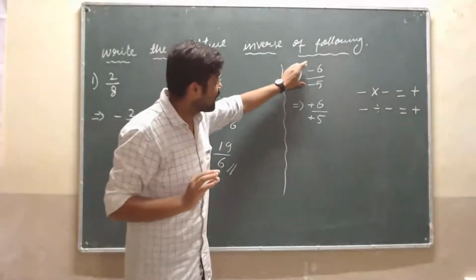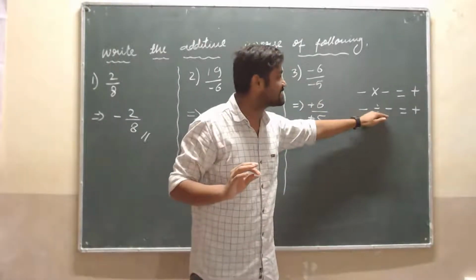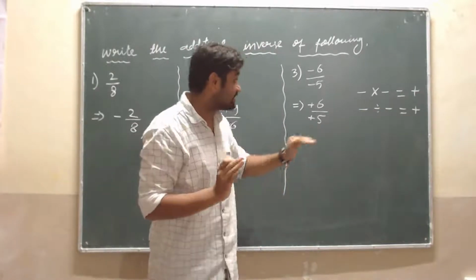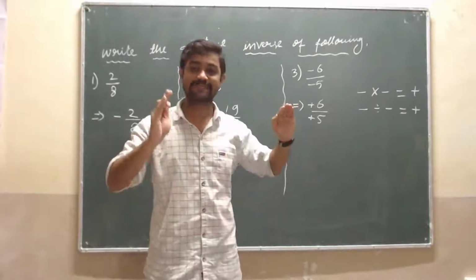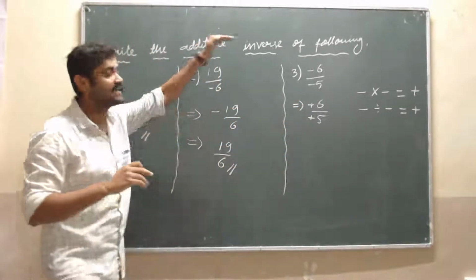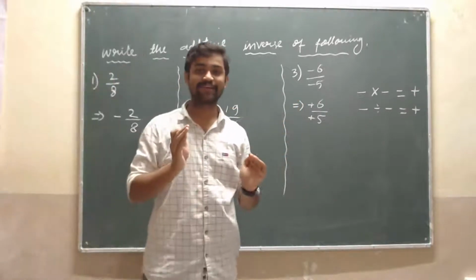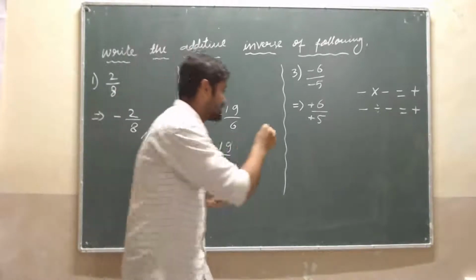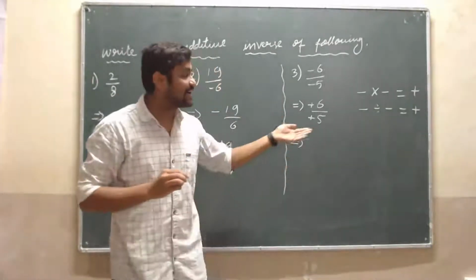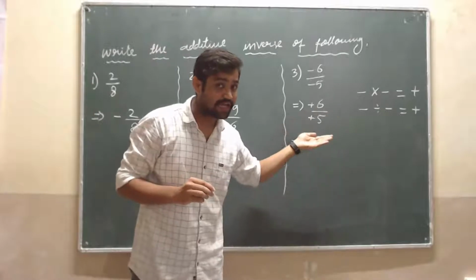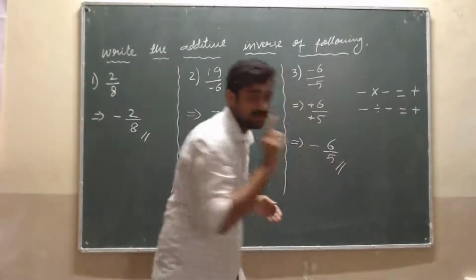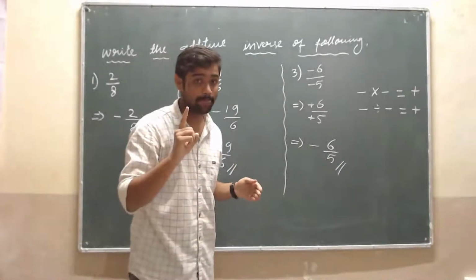Why, sir? Because minus divided by minus is converted to plus. This is just the simpler form. Then we have to convert 6 by 5 into its additive inverse. What is meant by additive inverse? We have to convert it into the opposite sign. Then what is the additive inverse of 6 by 5? That is minus 6 by 5. Now it is clear to you, isn't it?